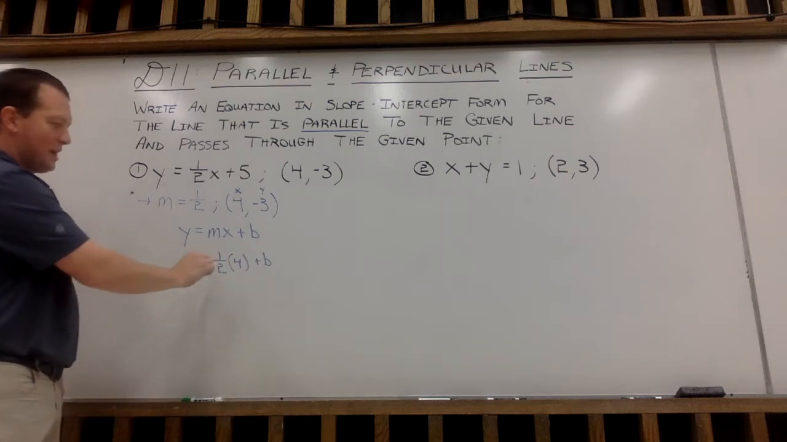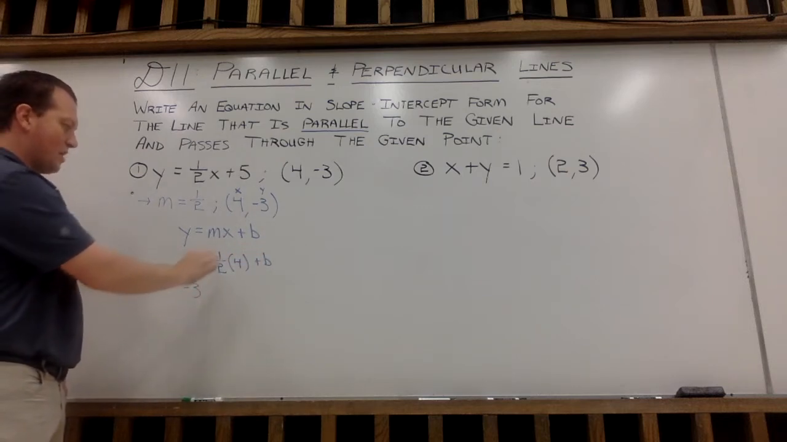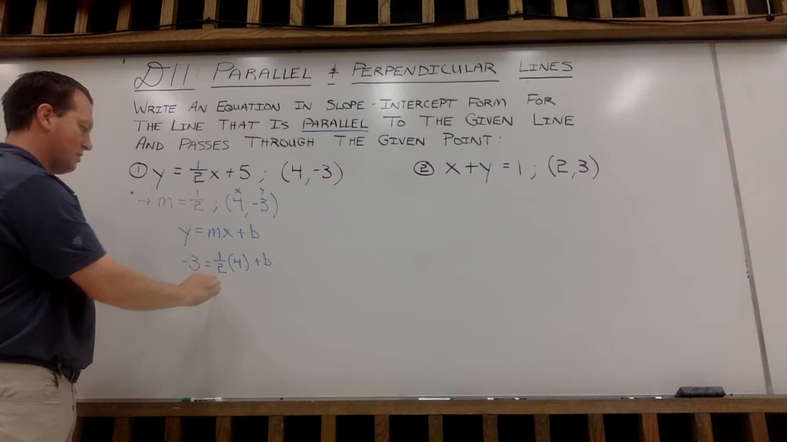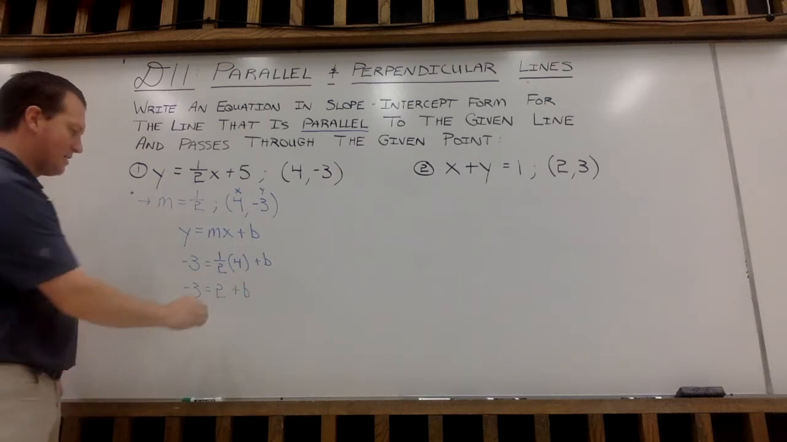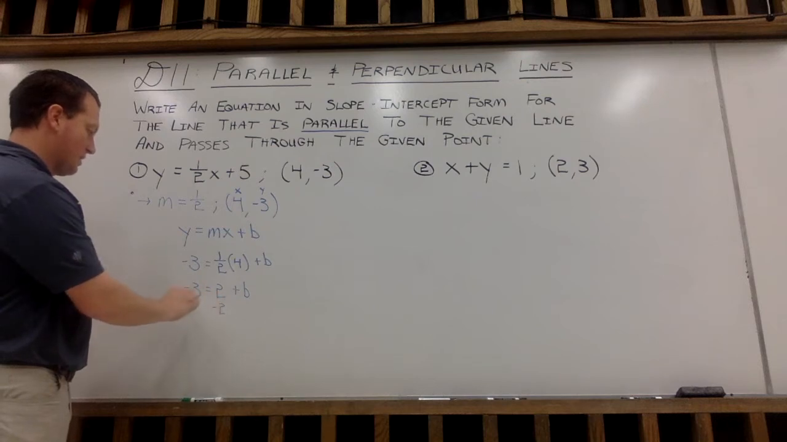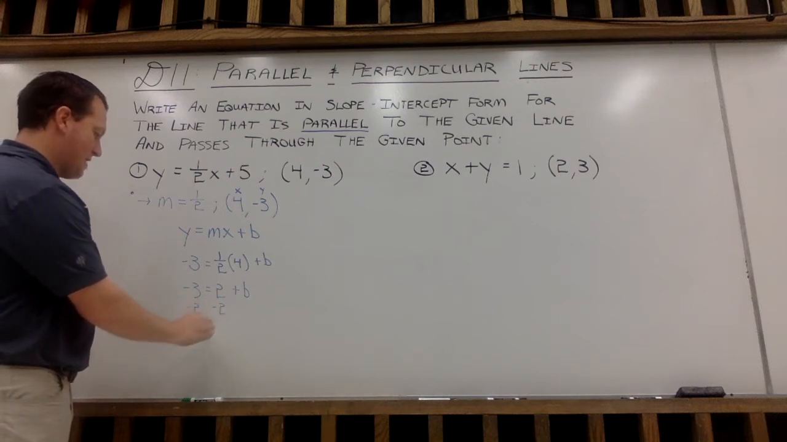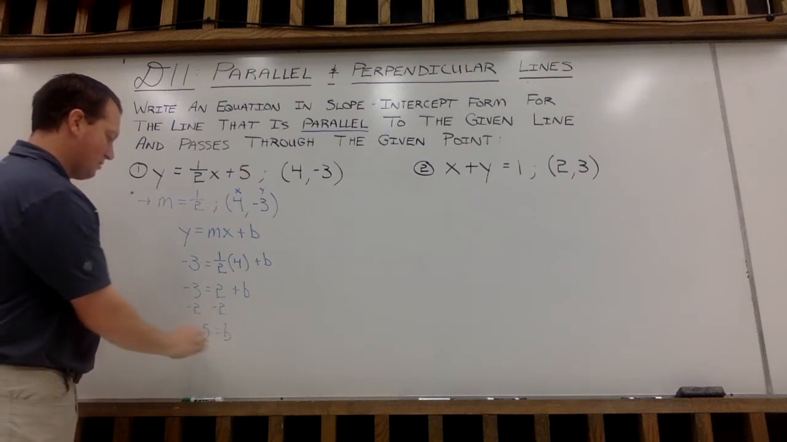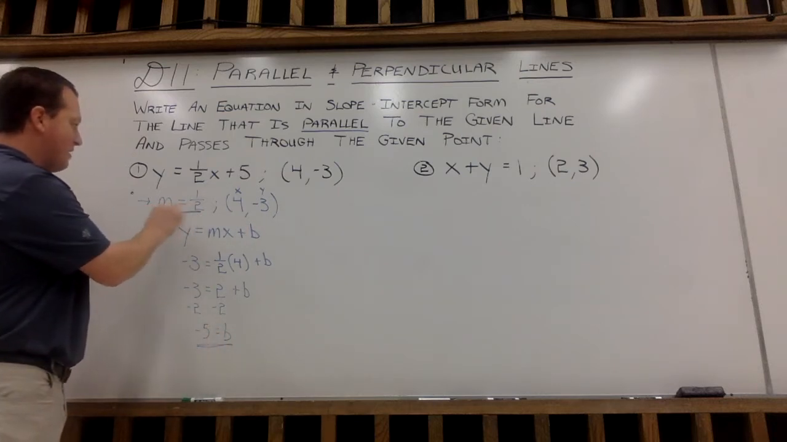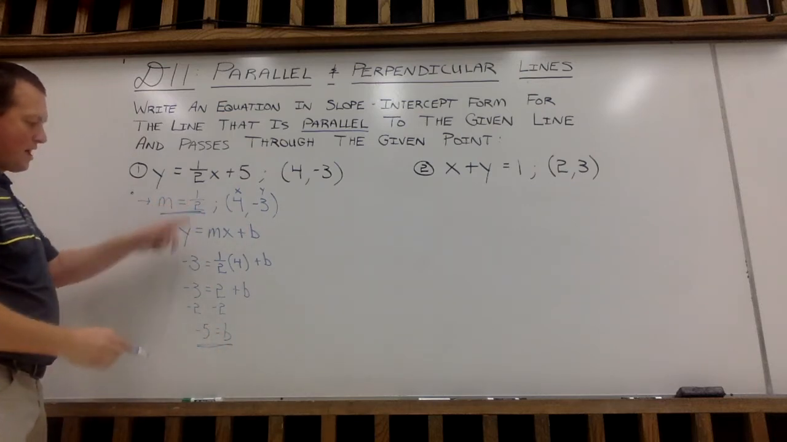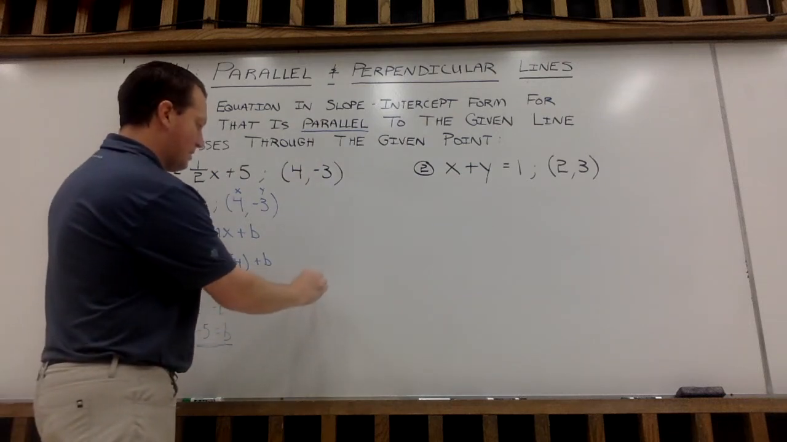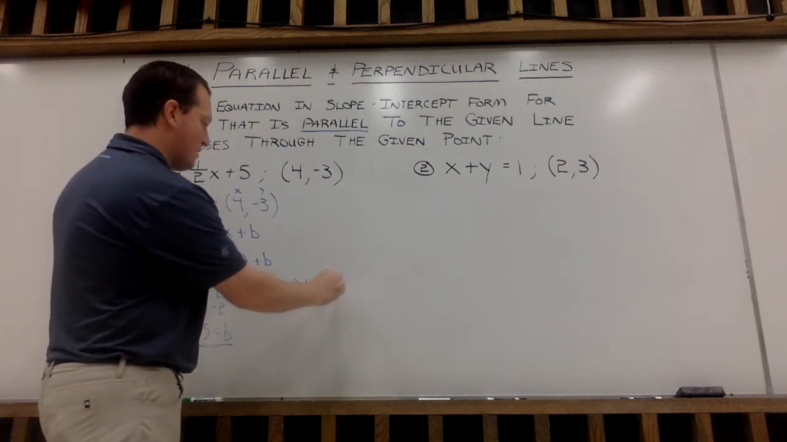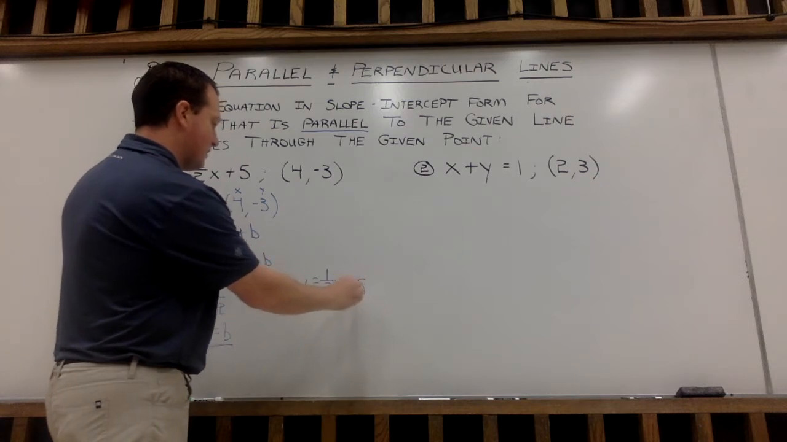So I'm going to multiply my m and x together. 1/2 times 4 is 2. To get b alone then, last thing I'll do is subtract 2 from both sides. So -5 is the y-intercept. So if I have an equation where the slope is 1/2, y-intercept is -5, my final equation is y equals 1/2 x minus 5.